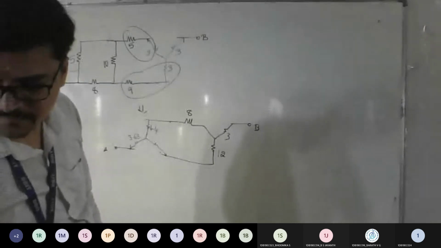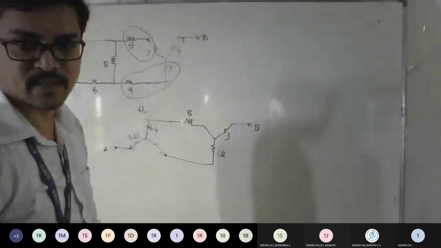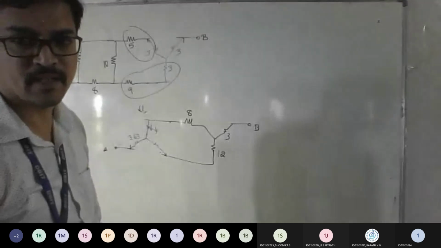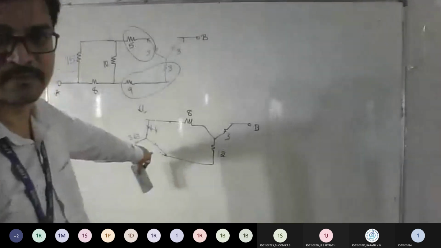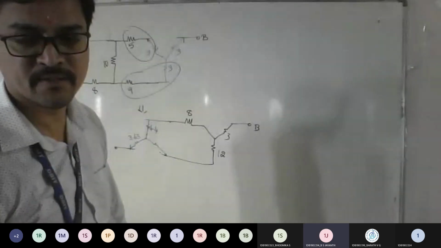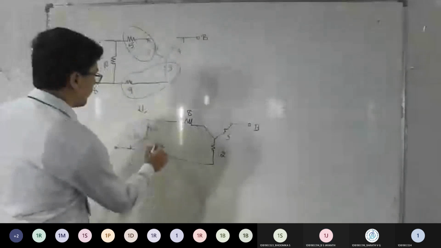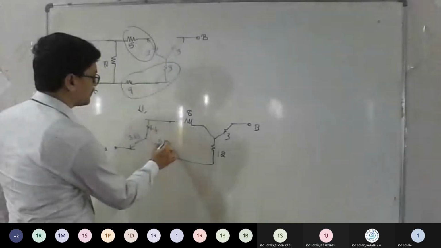Any doubts? Anyone stuck anywhere? Is it fine till here? I want this answer, so it's 8 into 10 divided by the sum of all. How much? 2.42 ohms, sir. Okay.